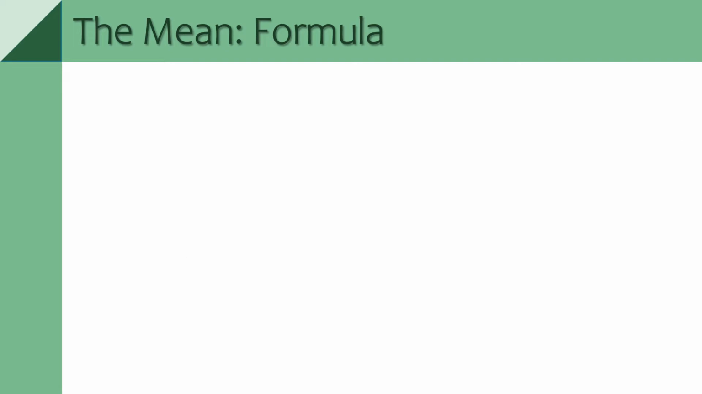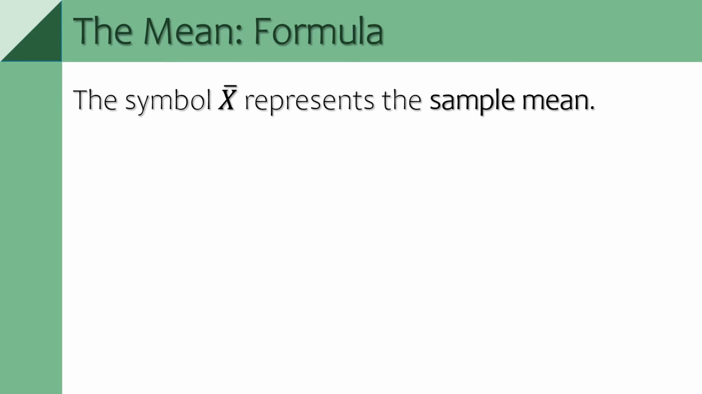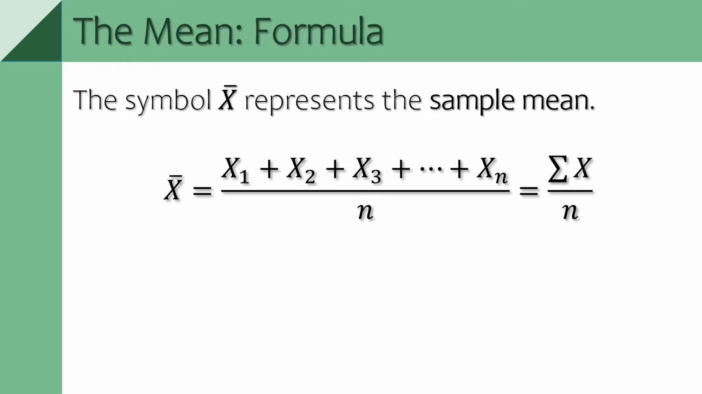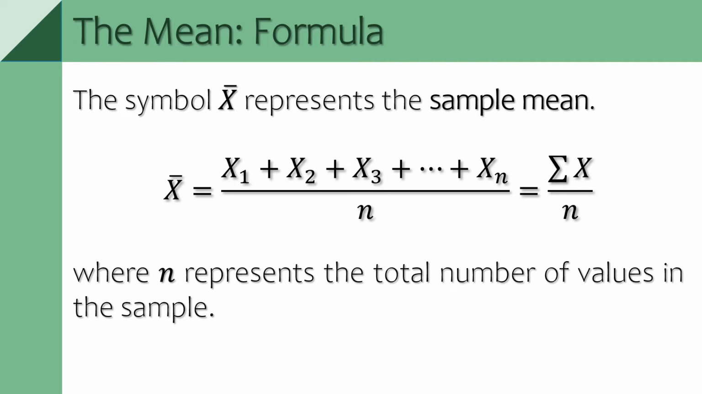The other definition of the mean is the sum of the values divided by the total number of values. The symbol x bar represents the sample mean. Its formula is x bar equals x sub 1 plus x sub 2 plus x sub 3 plus dot dot dot up to plus x sub n, all over n. It is also equal to the summation of x over n, where n represents the total number of values in the sample.